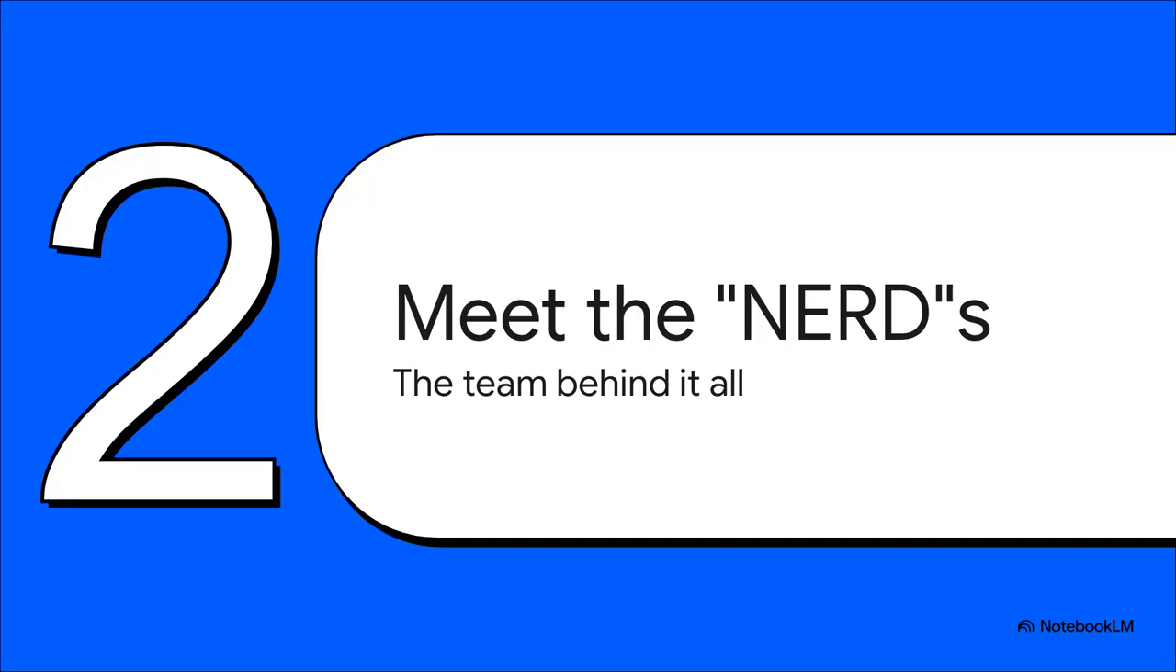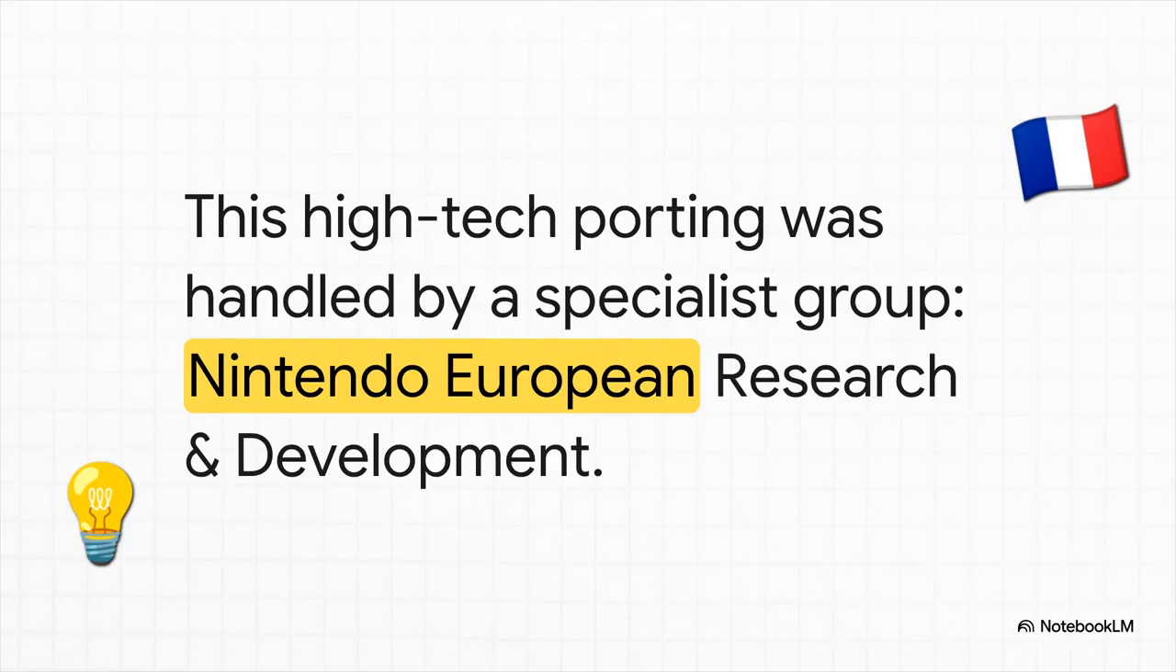So who were the masterminds who actually fused this emulation and AI tech together? Well, this wasn't just some random team at Nintendo. No, this was a highly specialized group, the kind of people they call in to solve the company's most complicated technical puzzles. This incredible high-tech solution came from a group called Nintendo European Research and Development. They're actually based in France, and they're kind of one of Nintendo's secret weapons, specializing in really complex software challenges like video compression and, as we're seeing here, truly cutting-edge emulation.